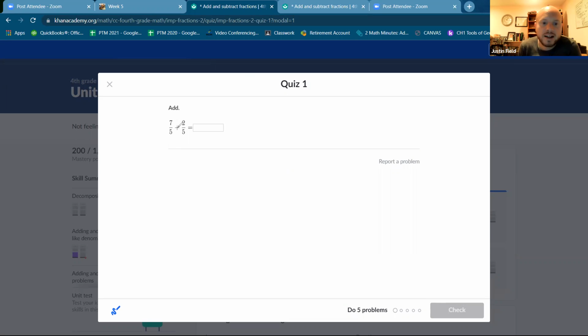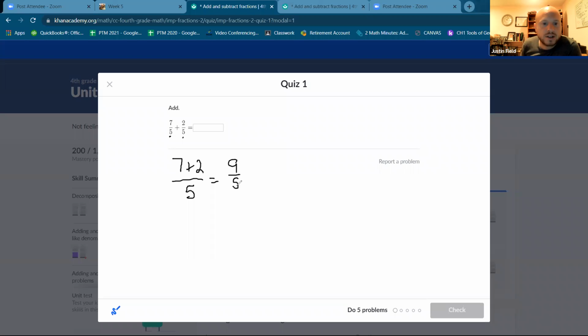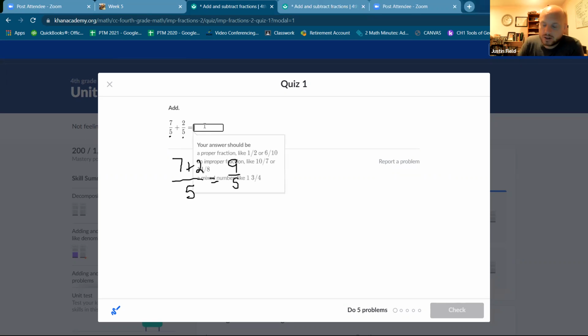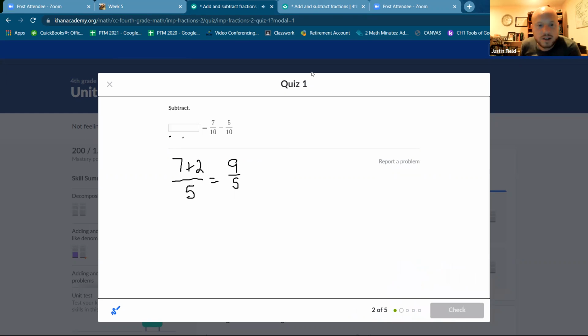Quiz 1, add the two fractions. When we add fractions, we only add the numbers on top. And guess what? I'm going to even show you a cool trick. If the denominators are the same, you can just write it one time. And that would be 9/5. So I think we can just leave it as an improper fraction. All right, so that's good.